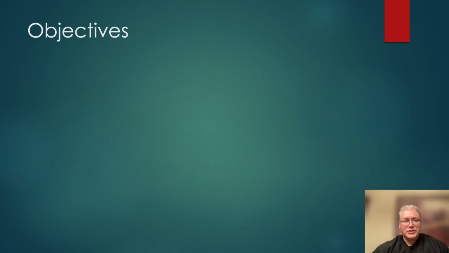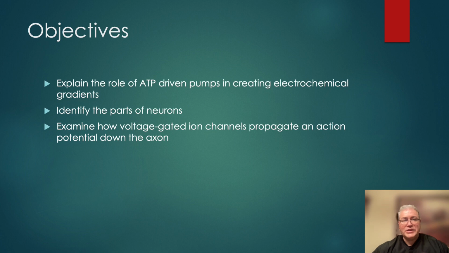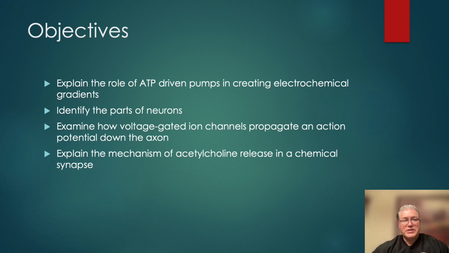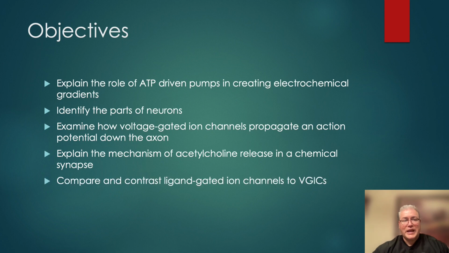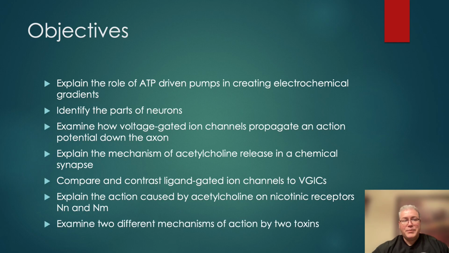The objectives of this presentation are: explain the role of ATP-driven pumps in creating electrochemical gradients, identify the parts of neurons, examine how voltage-gated ion channels propagate an action potential down the axon, explain the mechanism of acetylcholine release in a chemical synapse, compare and contrast ligand-gated ion channels to voltage-gated ion channels, explain the action caused by the acetylcholine on nicotinic receptors that are type NN and type NM, and examine two different mechanisms of action by two toxins.